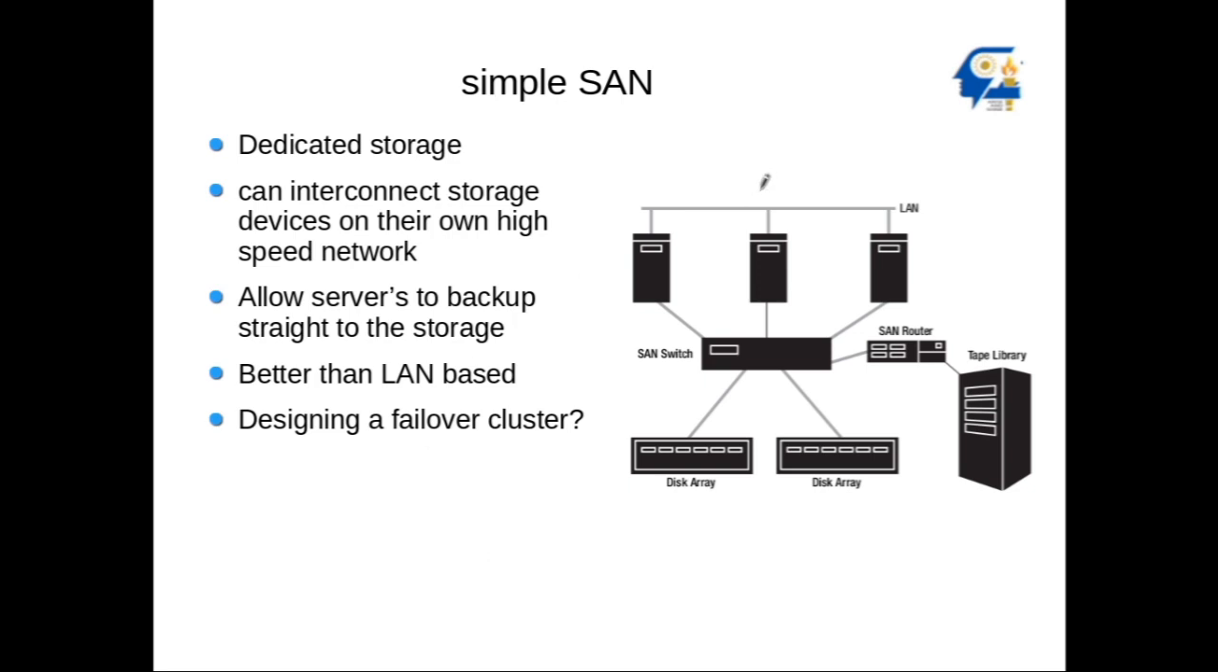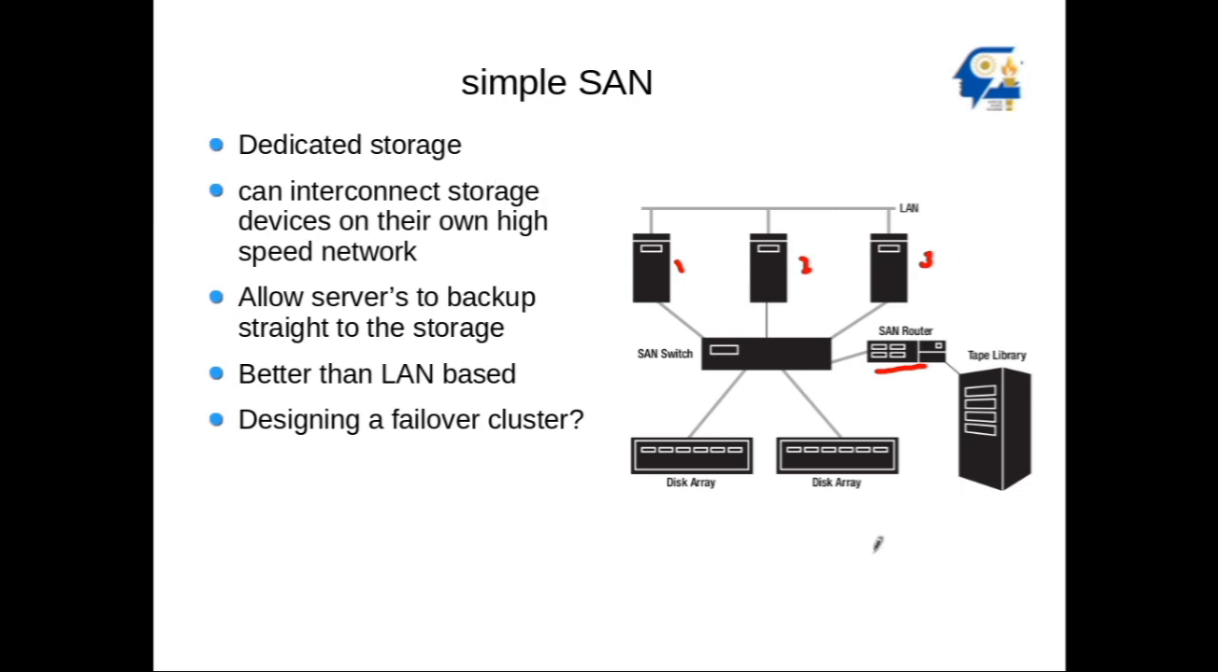So this is how a simple SAN network looks like. You have multiple servers, server 1, server 2, server 3, connected to a SAN switch, and the SAN switch can be connected to a disk array, and it is connected to a tape library with the help of a SAN router also, which basically routes the data to the tape library.